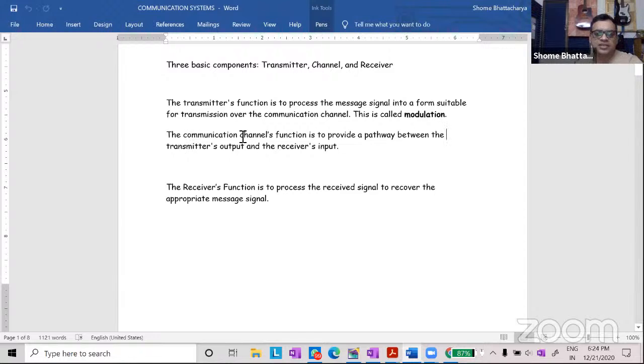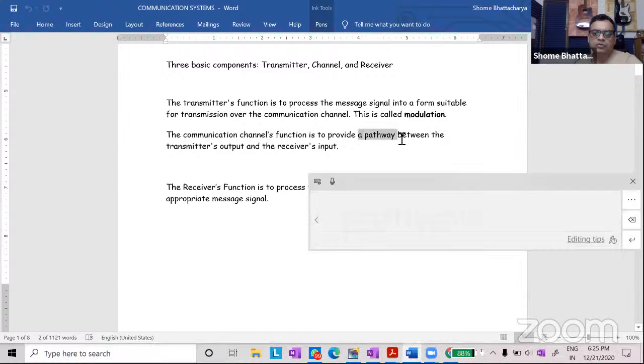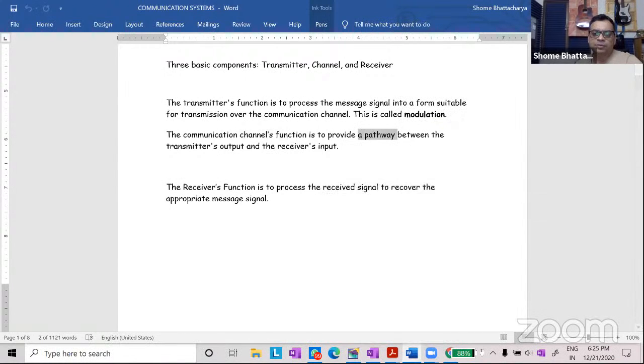Now the communication channel's function, the second part of our communication system, is the transmission channel or the communication channel. Its function is basically to provide the signal pathway between the transmitter's output and the receiver's input. That pathway could be, for example, ground waves, which are electromagnetic waves that propagate very close to the surface of the earth, using the surface of the earth as a conducting path.